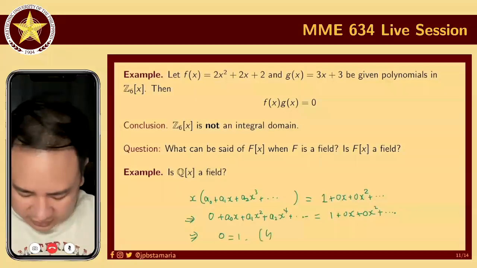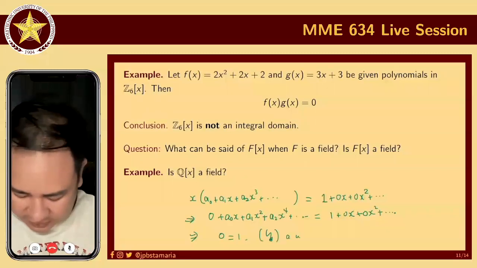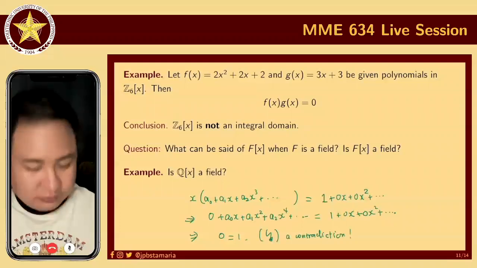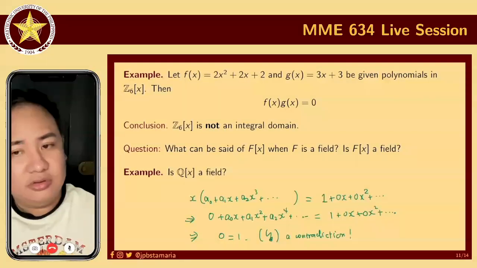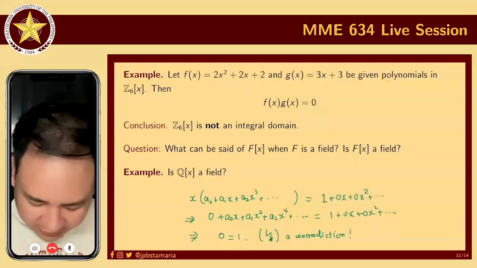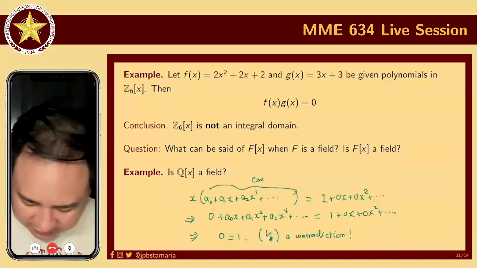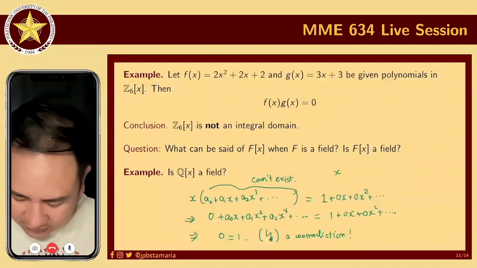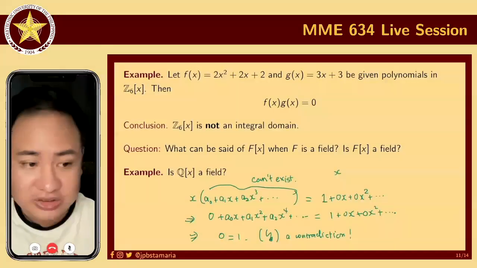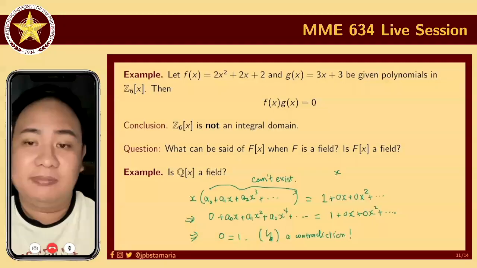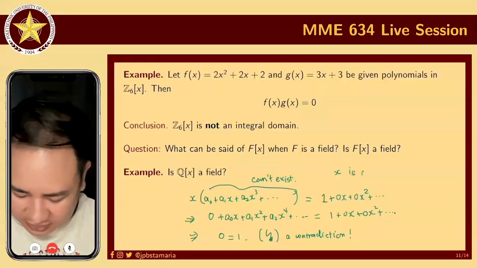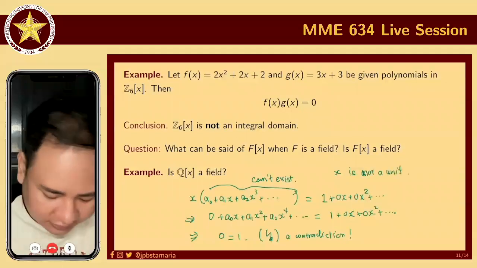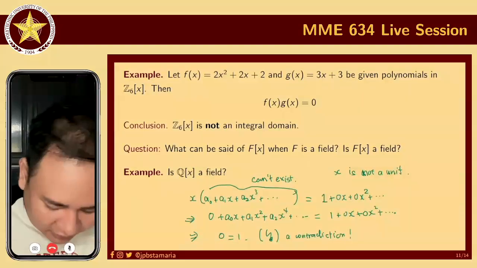Of course, this is a contradiction. Ang sabihin yan, a contradiction. So, pag sinabing, pag may nangyaring contradiction, ibig sabihin, this can't exist. Ibig sabihin, x is a polynomial which does not have a multiplicative inverse. So, x is not a unit. Yet, it is not 0. Therefore, the answer to this question is no.